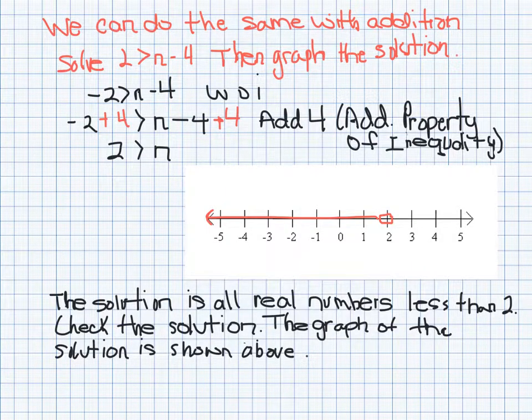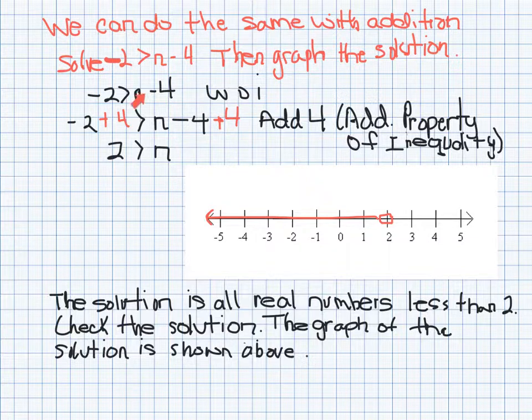Okay, we can do the same with addition. If we're asked to solve negative 2 is greater than n minus 4, and then to graph the solution, we're going to write our original inequality. So we have negative 2. I left off the negative up here, so let me write that in. Okay, fix that.